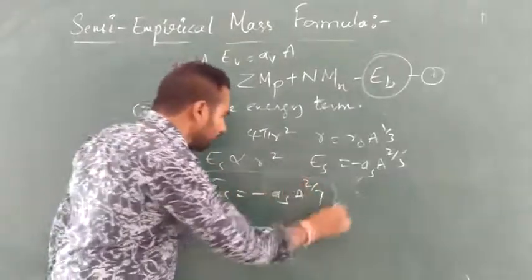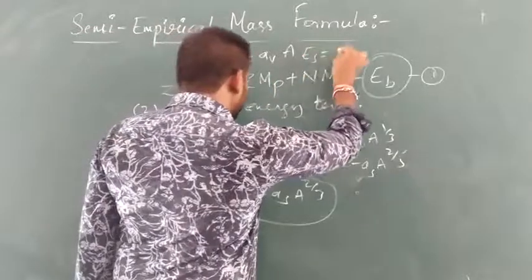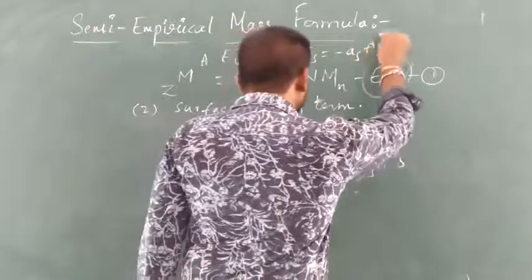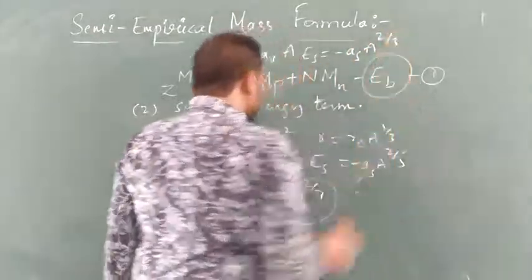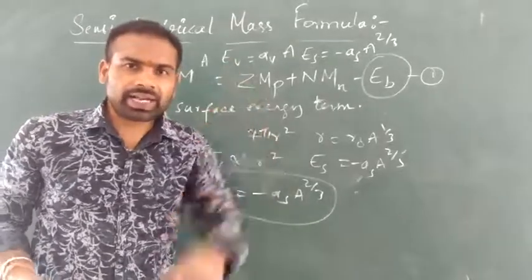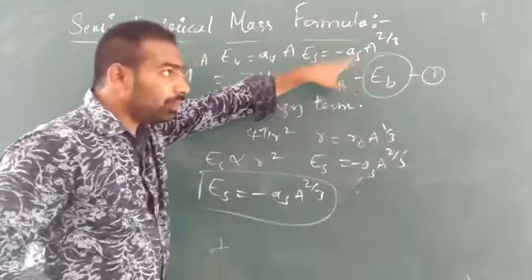This is the second term. So the second term is how much? Es is equal to minus As A power 2 by 3. We got this value, the second one. That is the surface energy term. The surface energy term will decrease the binding energy. So it is negative As, where As is the proportionality constant.